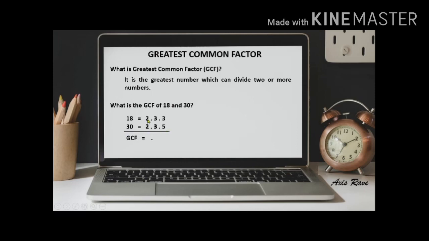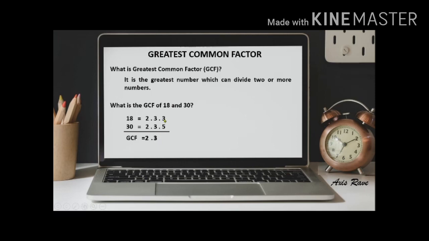Now, as you can see, 2 is a factor of 18. 2 also is a factor of 30. So 2 is what we call a common factor of 18 and 30. So we can write that down. Another number is 3. So 3 is a factor of 18 as well as 30. So we can write that one too.